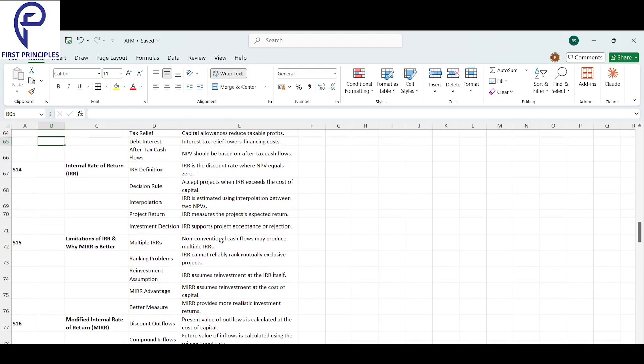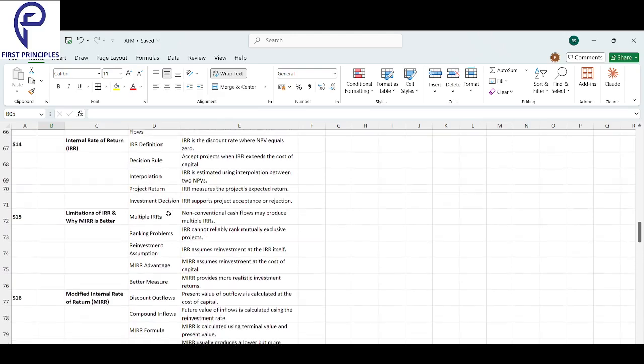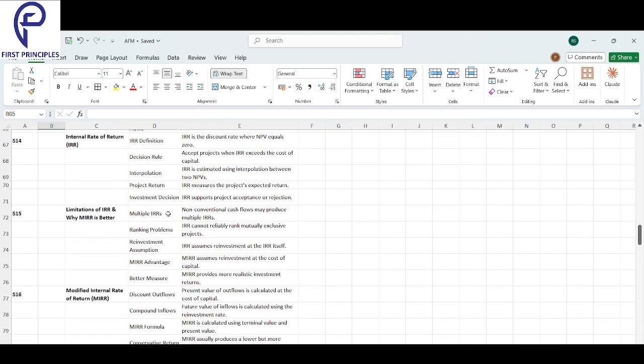Next, we'll look into the internal rate of return, and the limitations of IRR and why MIRR is better. So let's quickly look into this here. What is internal rate of return from the definition perspective? It is the discount rate where NPV is zero. Discount rate where NPV is zero is called internal rate of return.